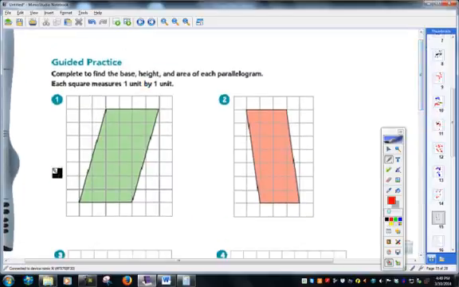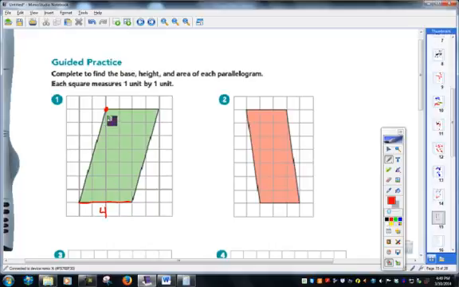Okay, here's my parallelogram. Let's find our base first of all. That's 1, 2, 3, 4 units long. Now, I have people trying to count slants. 1, 2, 3, 4, 5. No, you can't count slants.